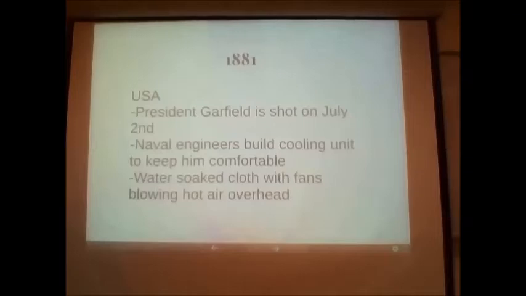Naval engineers on the ship he was on built a cooling unit to keep him comfortable, and they used water-soaked cloth with fans blowing hot air overhead.